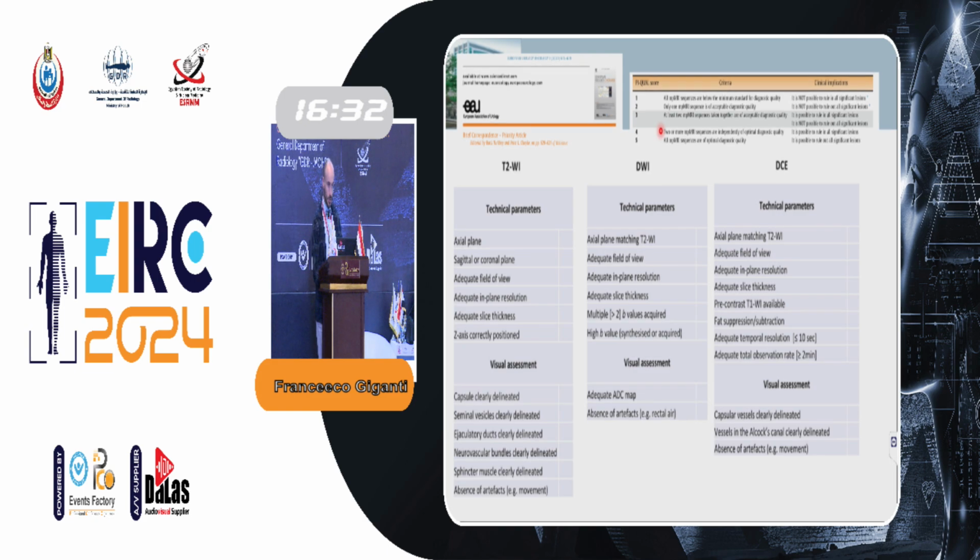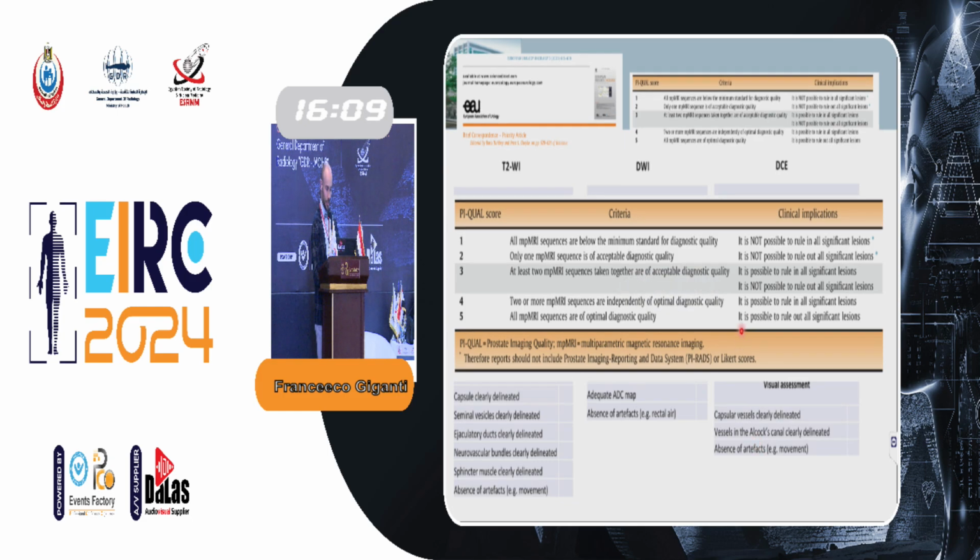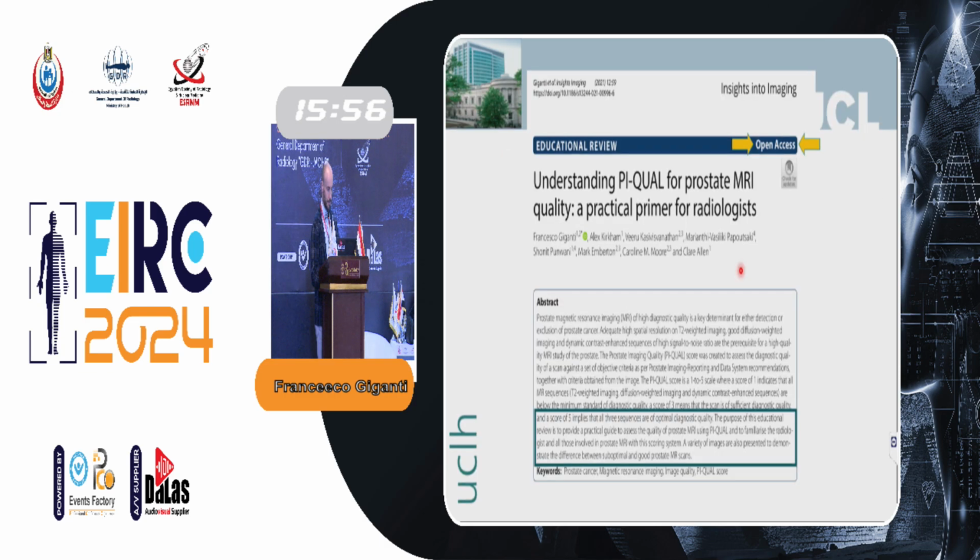To get your PI-QUAL score, you had to look at the technical parameters that we have seen in the PI-RADS document for T2, diffusion, and DCE sequences, but also some more subjective visual assessment, for example, the seminal vesicles clearly delineated, the ADC map, and the capsular vessels on DCE sequences. Again, to highlight: PI-QUAL 1 and 2 is low quality; PI-QUAL 3 is sufficient quality, where we can rule in but not rule out all significant lesions; PI-QUAL 4 or 5 is very good quality.